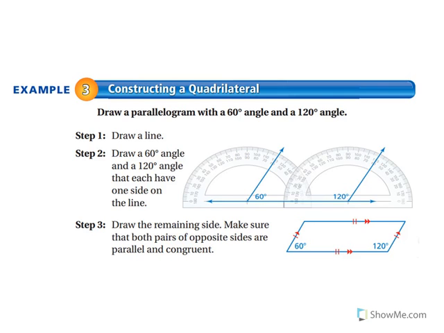So these are the steps. The instructions say draw a parallelogram with a 60-degree angle and a 120-degree angle. And so this is what we're going to do. Like we've done with the other constructions, we're going to start off by just drawing a straight line using your straight edge. And then it doesn't tell you anything about side lengths. So all you have to do is make your first angle, like the one they show on the left-hand side, make it 60 degrees.